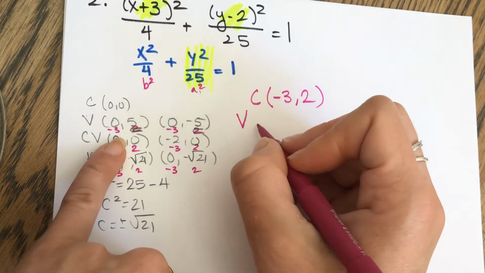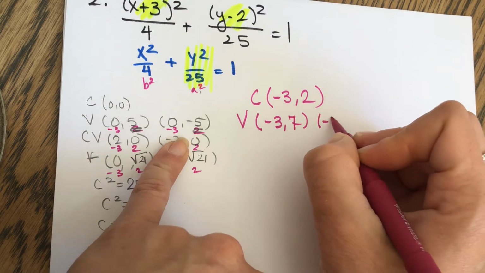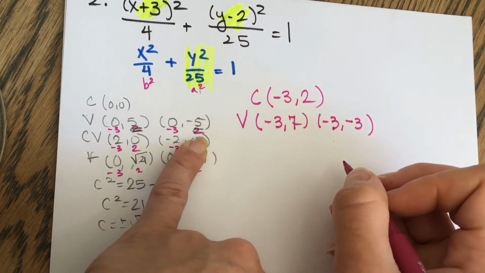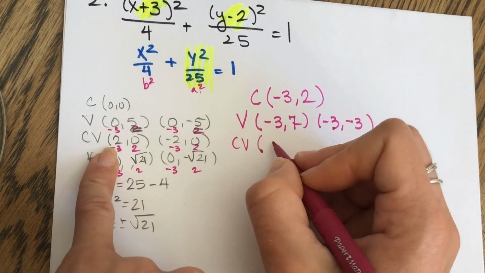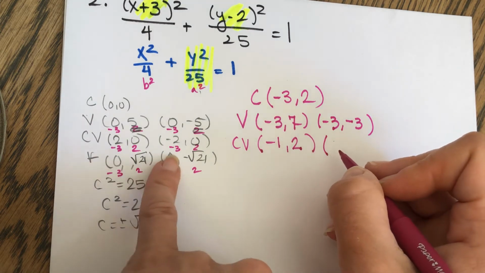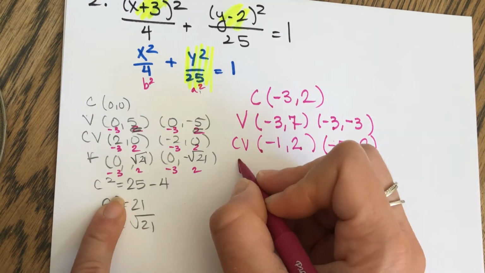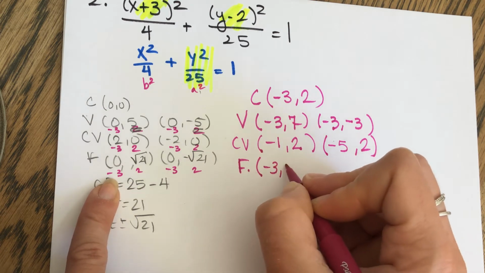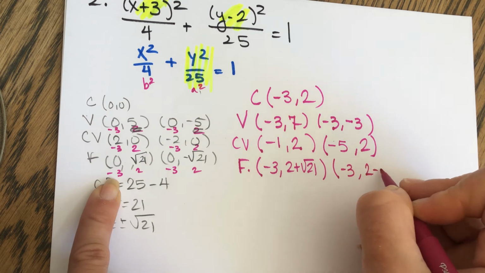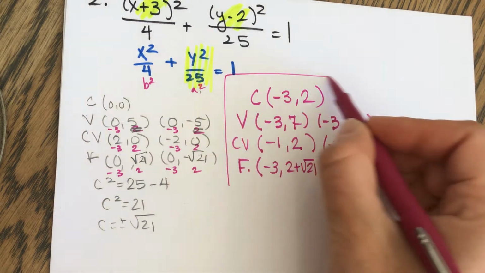Okay, so what is my vertice? You have negative 3, 7, and you have negative 3, negative 3. Okay, co-vertice. You have negative 1, 2, and then we have negative 5, 2. Okay, foci. You have negative 3, 2 plus rad 21, and then you have negative 3, 2 minus rad 21, and you are done. These are the answers I want.